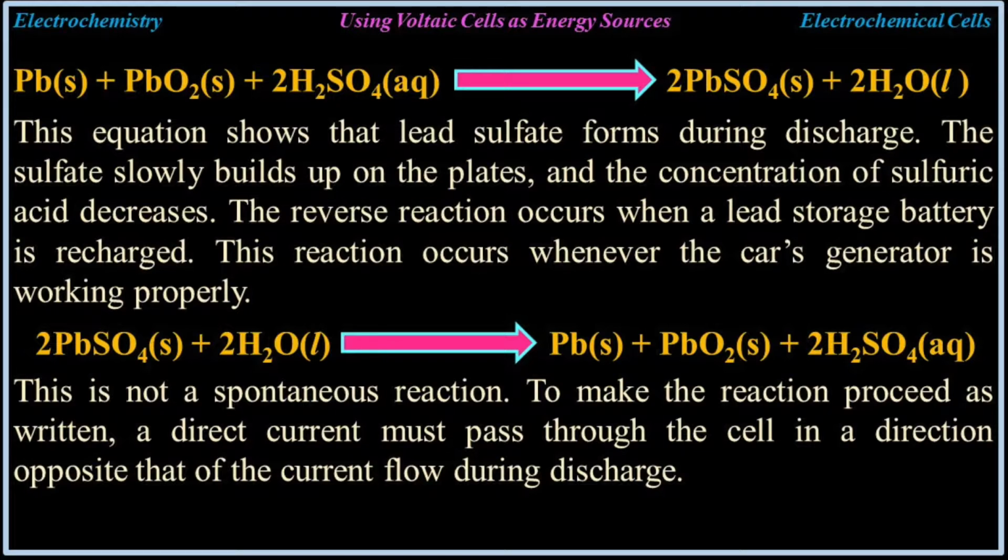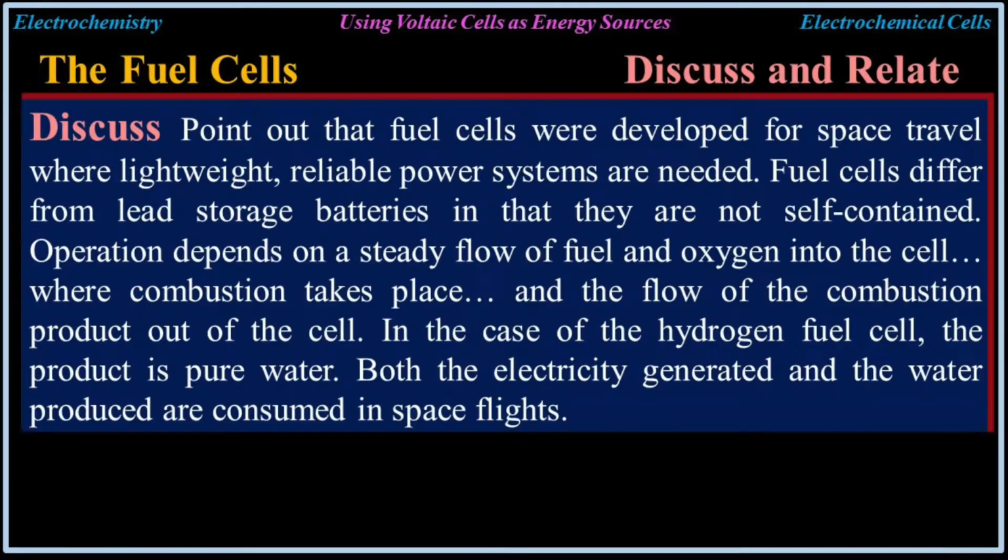This reaction occurs whenever the car's generator is working properly. This is not a spontaneous reaction. To make the reaction proceed as written, a direct current must pass through the cell in a direction opposite that of the current flow during discharge.